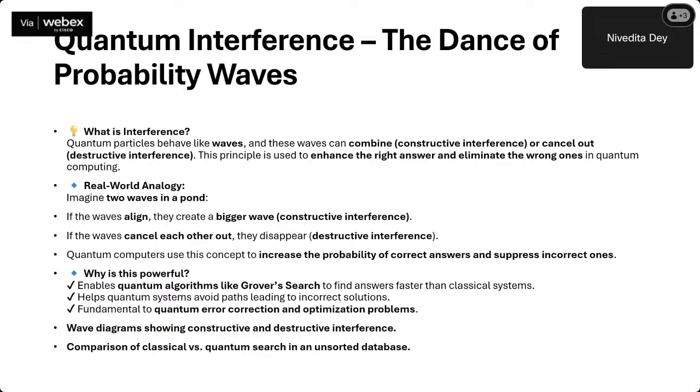Implies I will be going for a movie. Now it is a constructive interference. Why? Because my possibilities are being added up. But what is happening here?